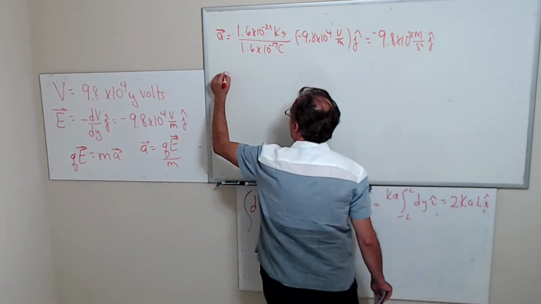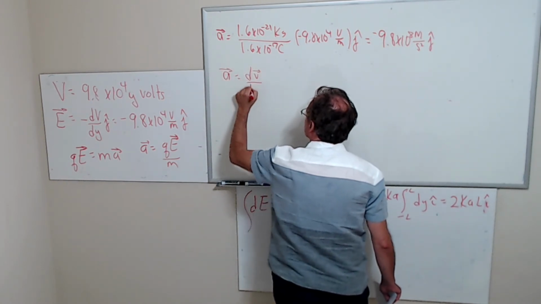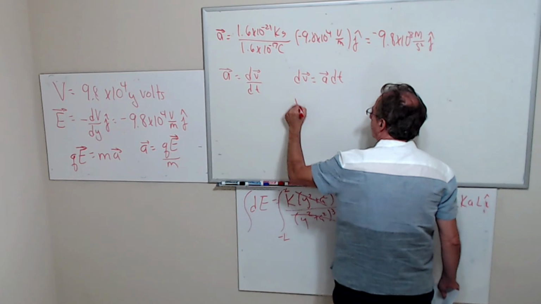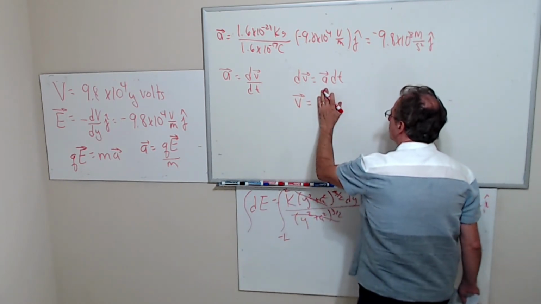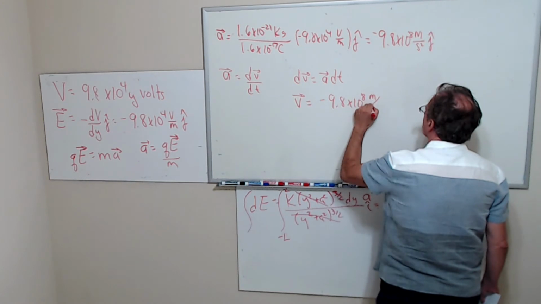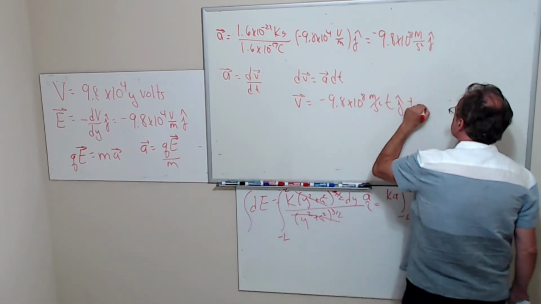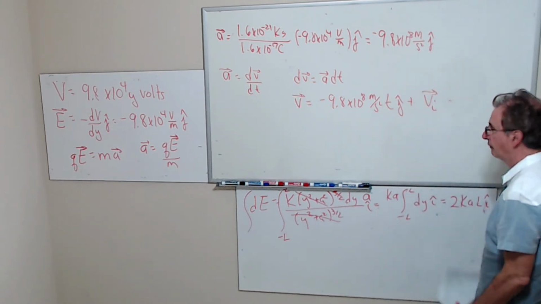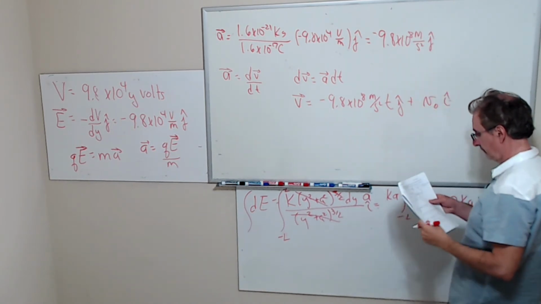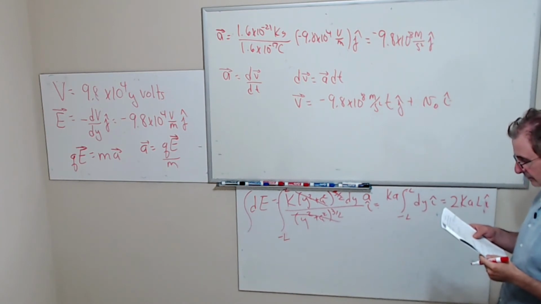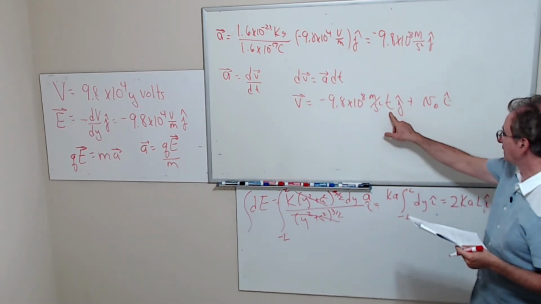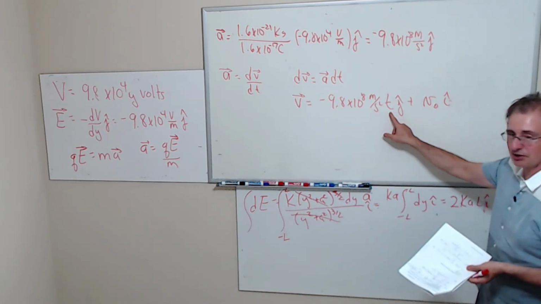And so since A is dv dt, then dv is a dt. And so basically I integrate both sides. V is going to be equal to this guy plus V initial. Well, V initial is in the x direction. That was it. The problem is after 2 seconds, actually after 1 second, it's relativistic. It's beyond the speed of light.